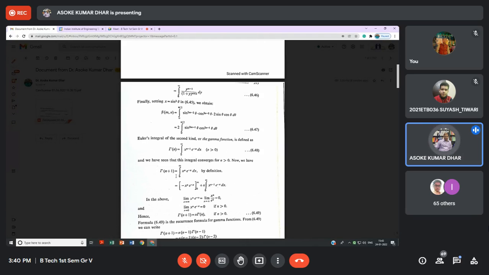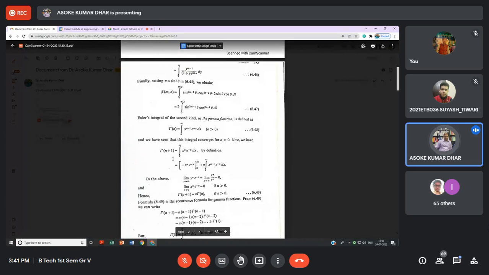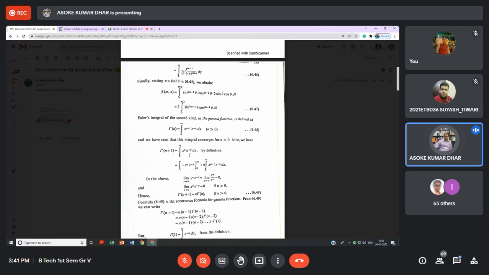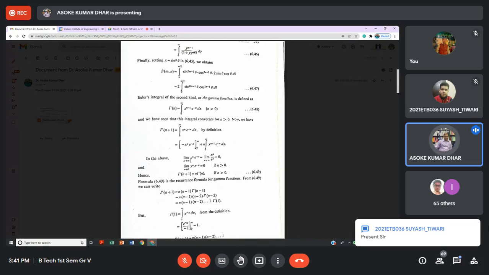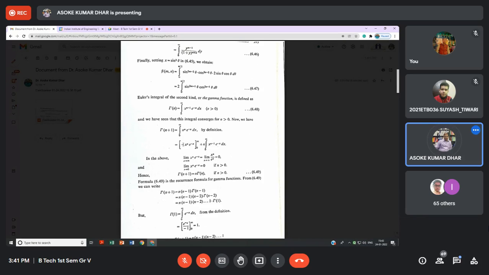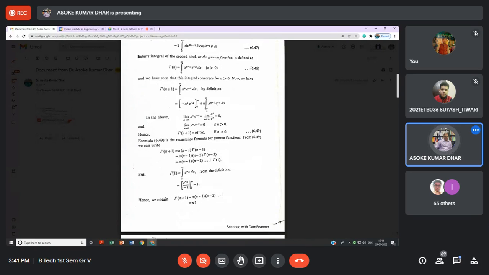Now we have to show that gamma n plus 1 is equal to n gamma n, provided n is an integer. Now gamma n plus 1 is equal to the integral from 0 to infinity, by definition. If you integrate this by parts, you will get the first term and the second term. Now x to the power n e to the power minus x, as x tends to infinity, has value 0. If you put x equal to 0, then the value will also be 0, provided n is greater than 0. Then the first part vanishes. So the second part means n into this. So gamma n plus 1 is equal to n into gamma n.